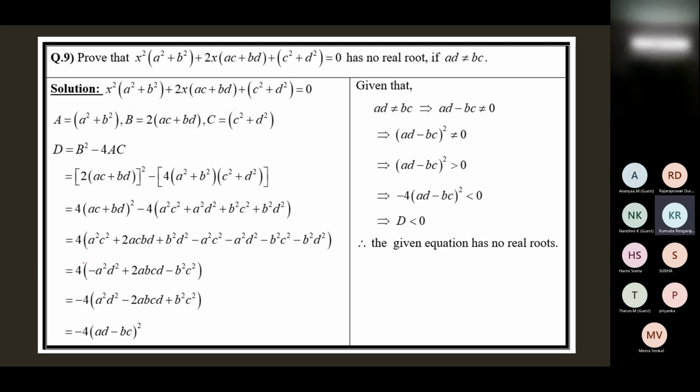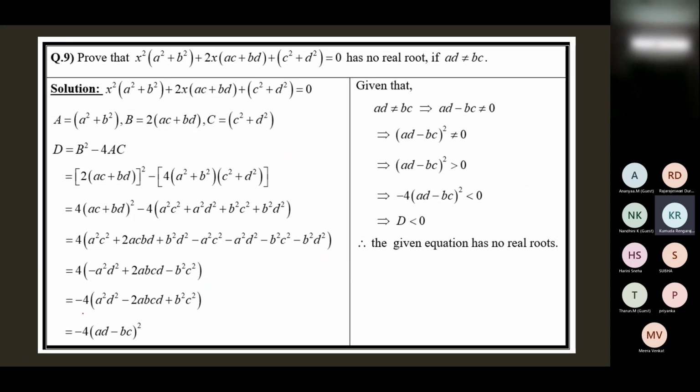So after simplifying, you're getting negative, positive, negative. Change the signs throughout so that you get a squared d squared minus 2abcd plus b squared c squared. It's a perfect square. That's nothing but (ad minus bc) the whole square.